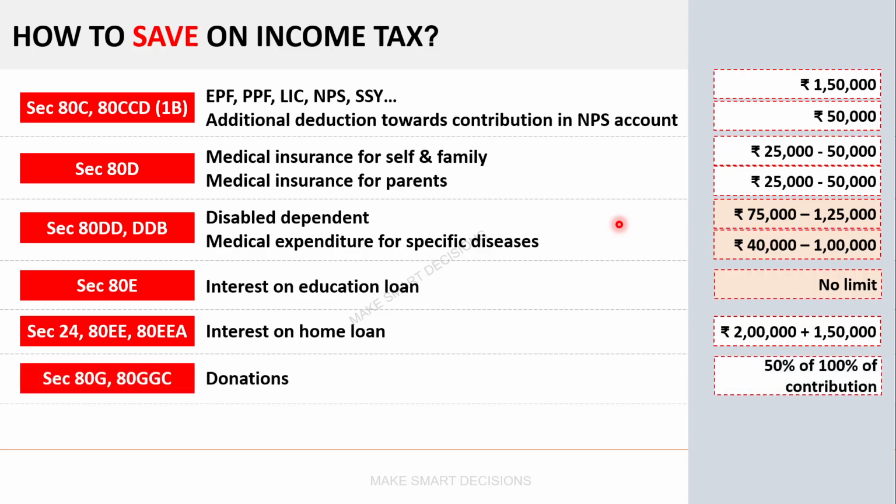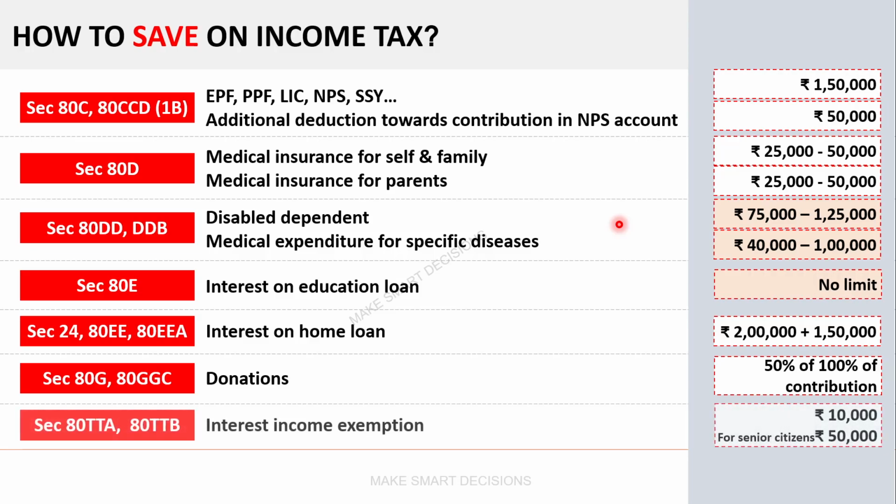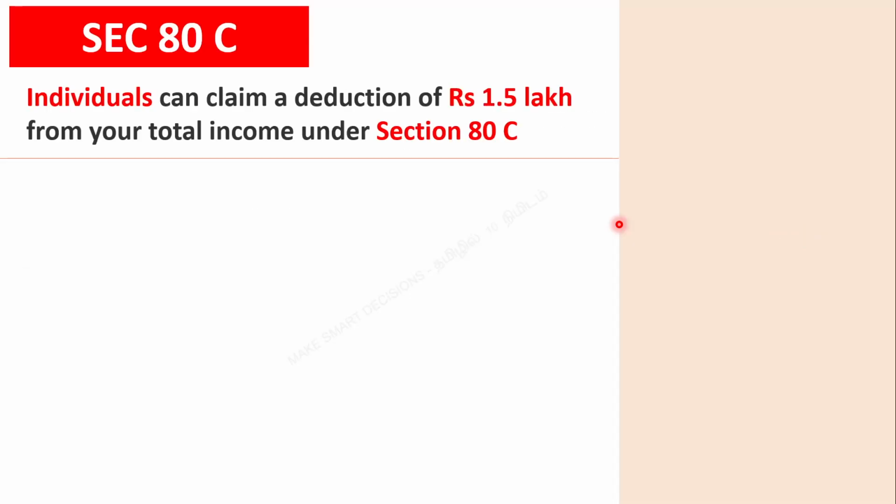Via Section 80G and 80GGC, you can claim deduction on the donations that you made to various charitable institutions. Via Section 80TTA and TTB, you can claim deduction on the interest that you earned on your savings account. Now, if you sum up together, it would come approximately around 4,85,000 or in fact more, depending on your age and how much exemption or deduction you are claiming in each of these sections. Now let's look at each of them in detail.